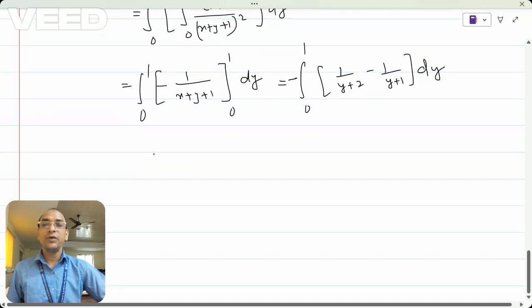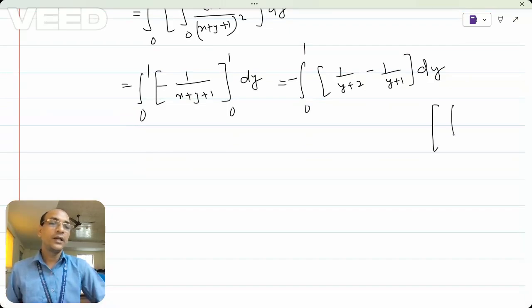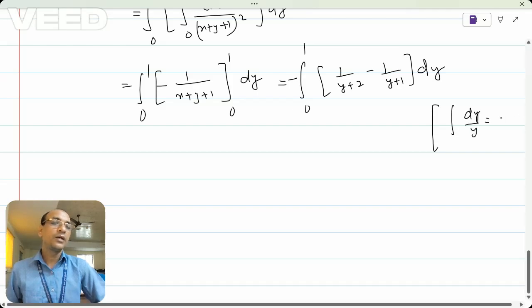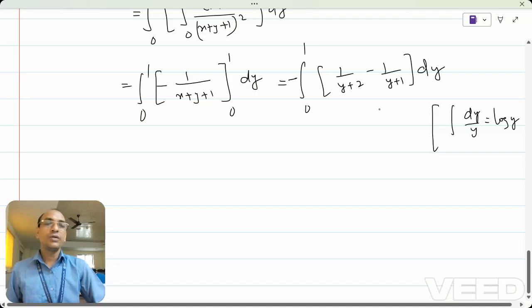With respect to y, here again I want to recall the thing. We know that the integration of dy with respect to y is nothing but log y. But here you see that in place of y you have y plus 2. So what will be the integration of 1 by (y plus 2)? It will be, with the minus already there before, log of (y plus 2).